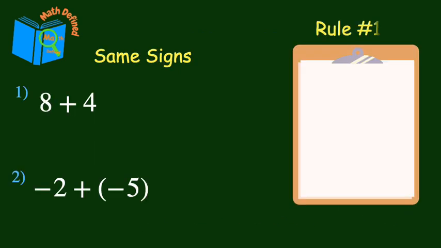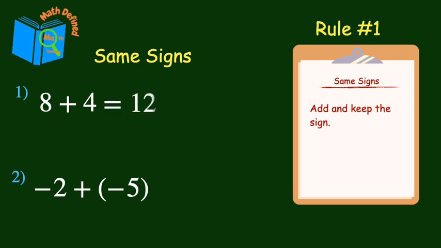Rule number 1. When the integers have the same signs, add and keep the sign. Let's look at this first problem, 8 plus 4. Since both of these integers are positive, we add them together and keep the positive sign, resulting in positive 12. Problem number 2 has two negative integers, -2 plus -5. Again, both of these integers have the same sign. We add and keep the negative sign. 2 plus 5 is 7, and we keep the negative sign, resulting in -7. Seems pretty simple. Let's keep going.